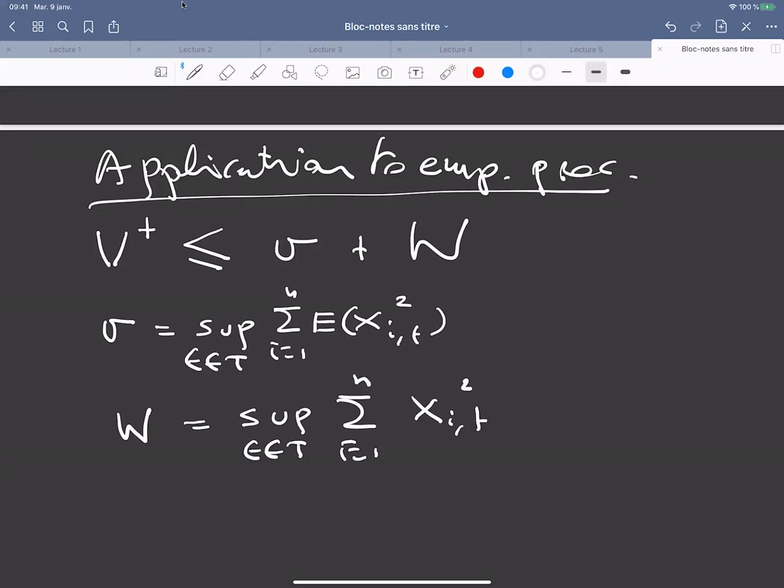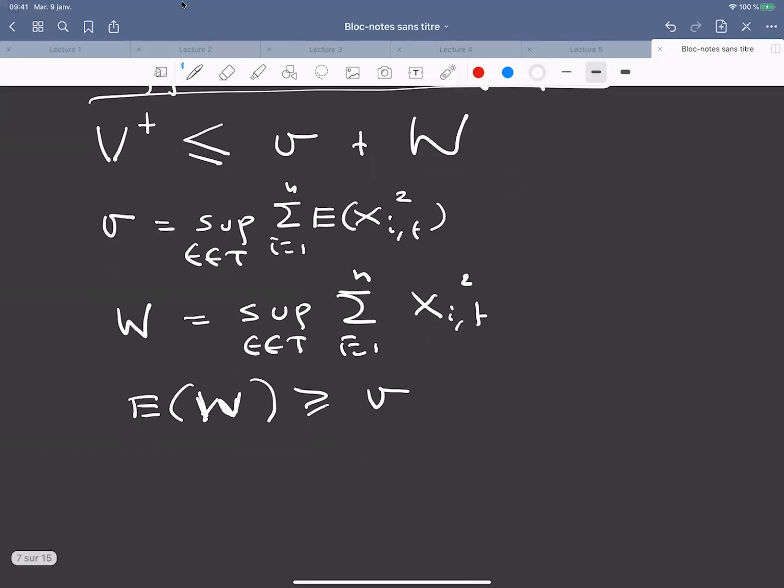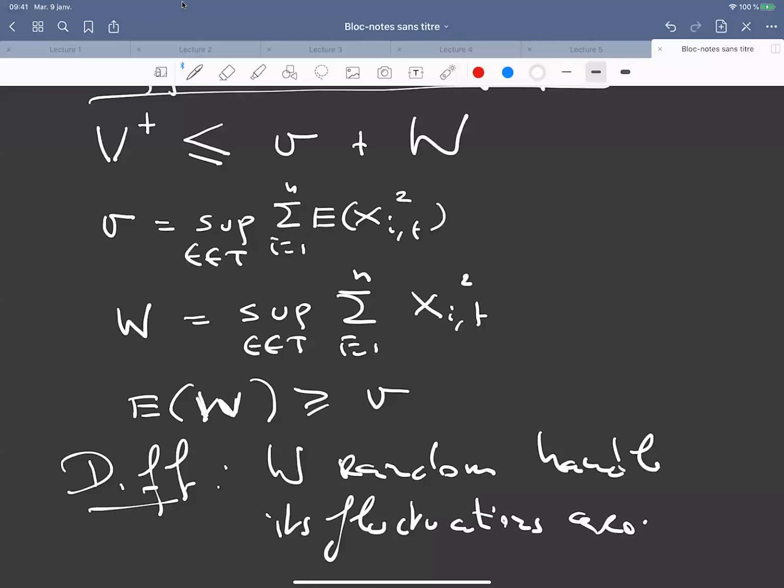And why is it not so nice? Just because, of course, the expectation of W is larger than the V that you would like to use. But anyway, it's like that. So W is random, and you have to handle its fluctuations around its expectation.